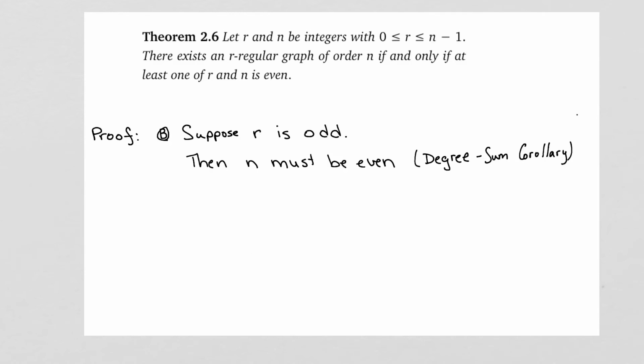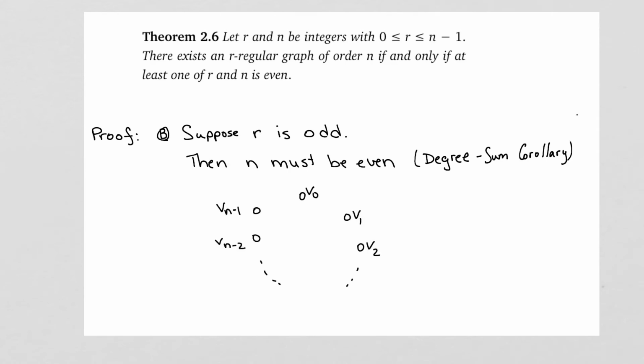Now for the second case, where r is odd, again, we note that n must be even, and that comes from the corollary to our degree sum formula. We have to have an even number of vertices of odd degree. So if we want to look at this case, it has a very similar constructive proof to the previous one.